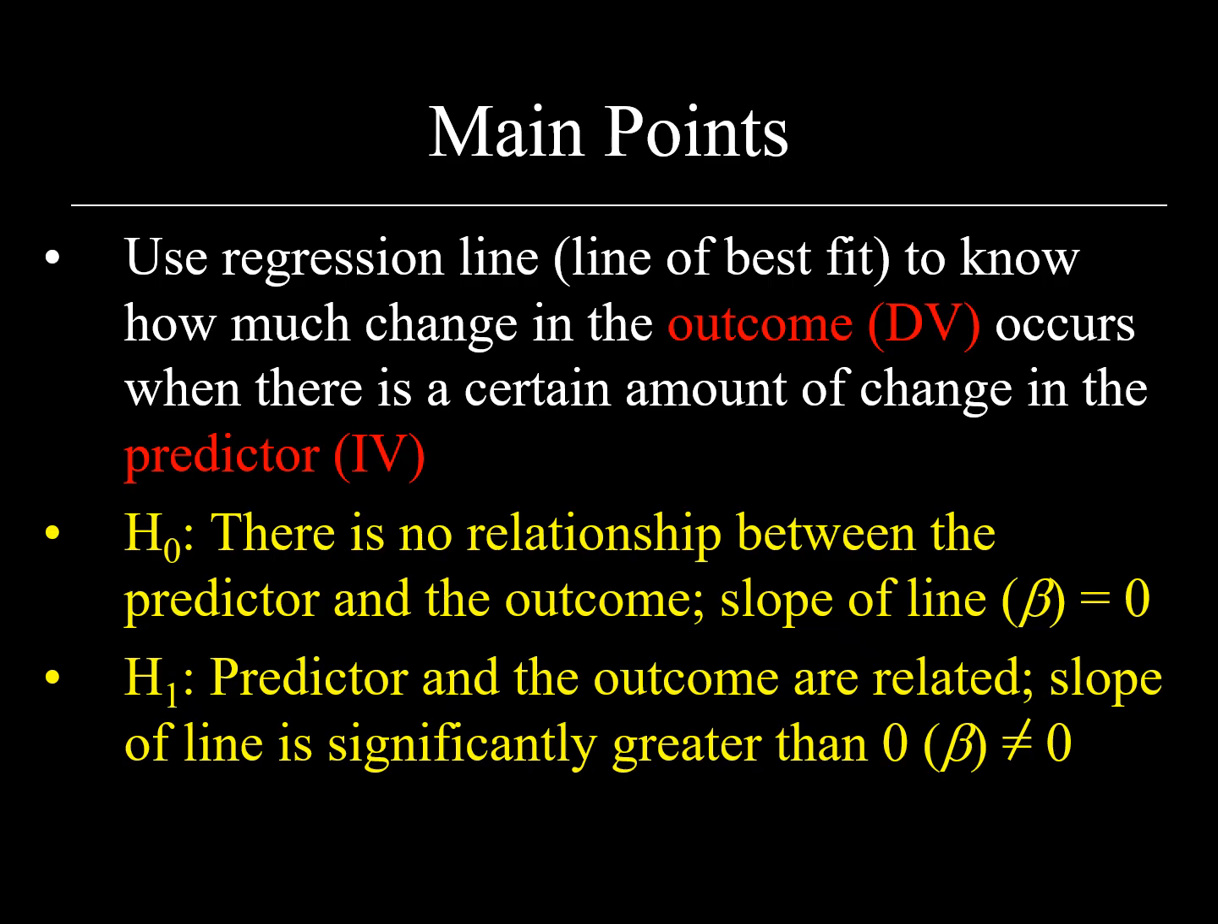Our alternative hypothesis, and this is basically the predicted hypothesis, is the predictor and the outcome are related. The slope of the line is significantly greater than 0. So again, that beta is more than 0. There is an effect there. So hopefully this gives you a broad idea of what we're using regression for, how regression differs from correlation, and how we'd actually calculate a regression using SPSS, the statistical package.